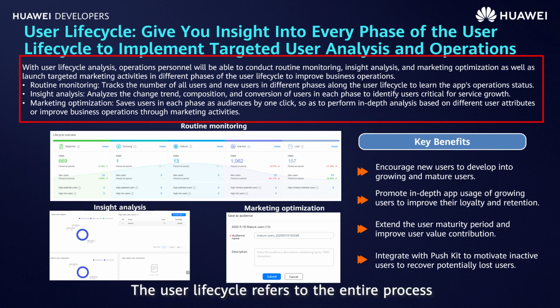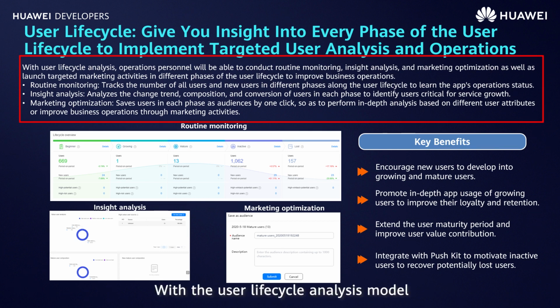The user lifecycle refers to the entire process from the time when a user starts using an app to the time when the user churns. It is generally divided into 5 phases: beginner, growing, mature, inactive, and lost. Not all users experience all these 5 phases. For example, some users may directly switch from the beginner phase to the churn phase.